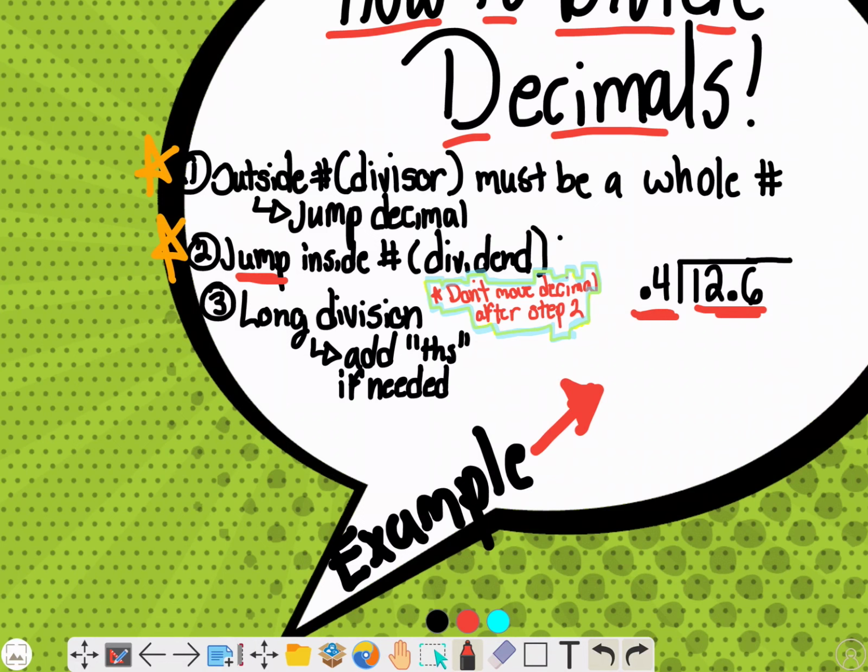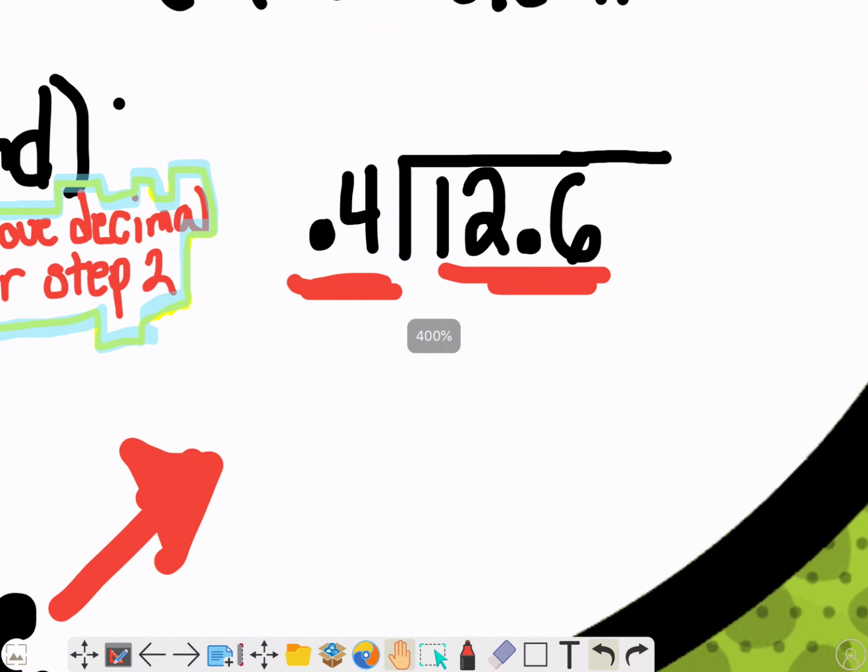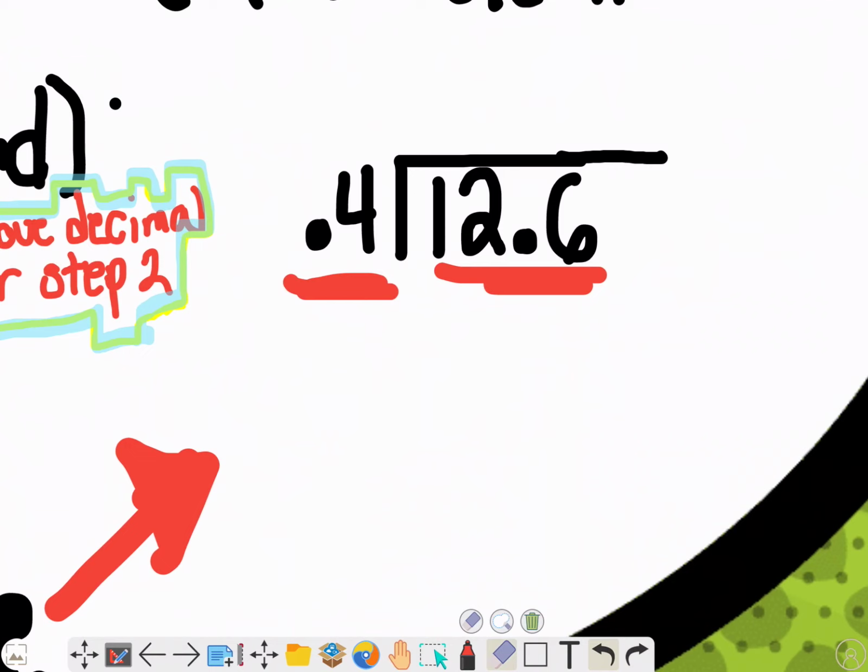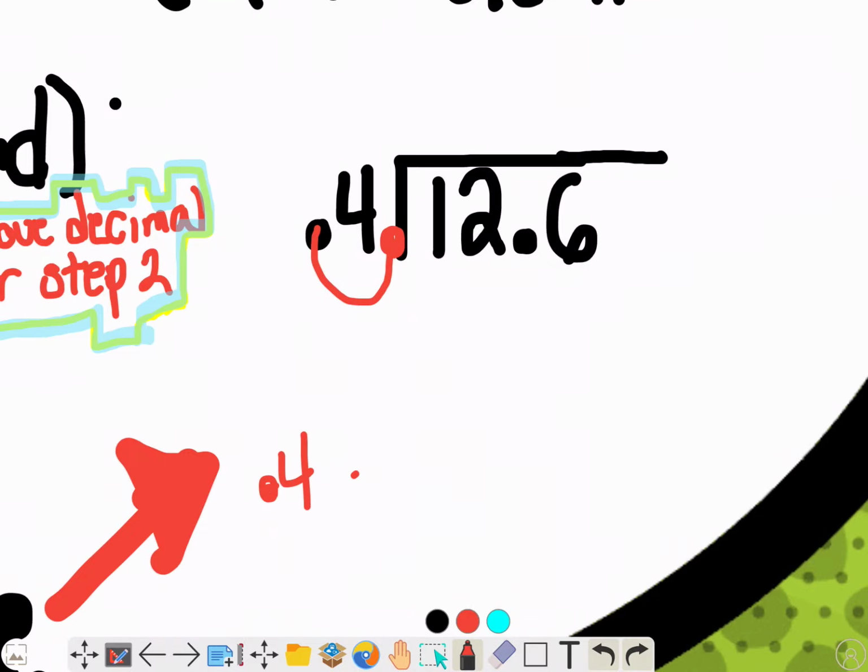So let's jump into it and see how it looks if you're actually working one out. Now, as I said, your divisor, which is your outside number, this one right here, has got to be a whole number. And to do that, I need to jump my decimal over one time. Now, to make 0.4 equal to 4 wholes, I really had to multiply it by 10 to get there, but that's a story for another day. And to do that with my 12.6, I need to jump it over one time.